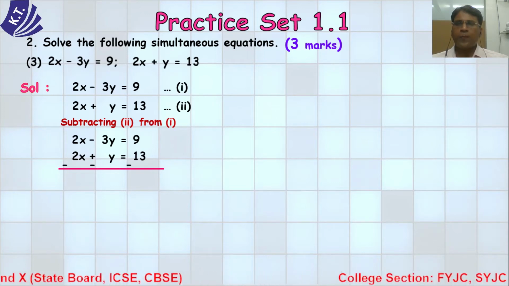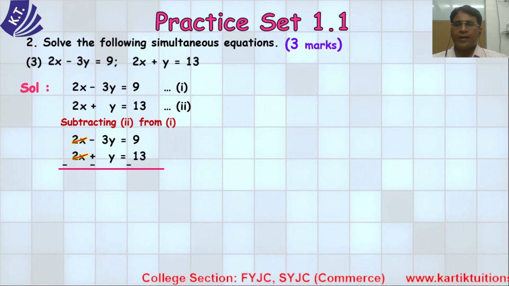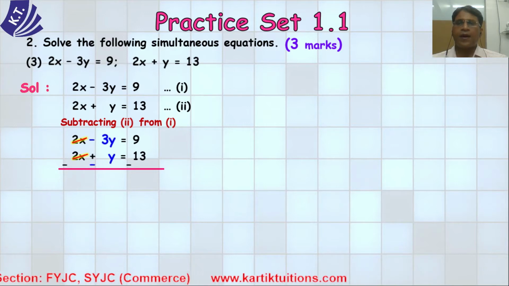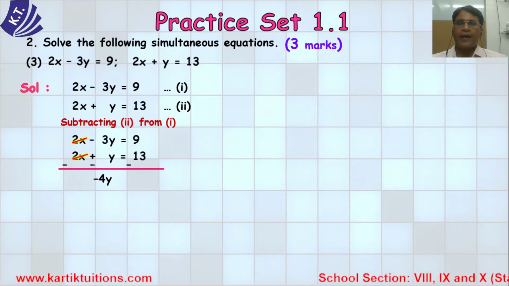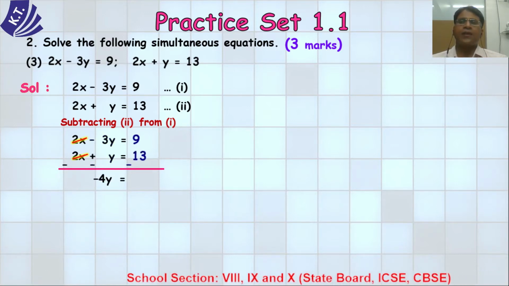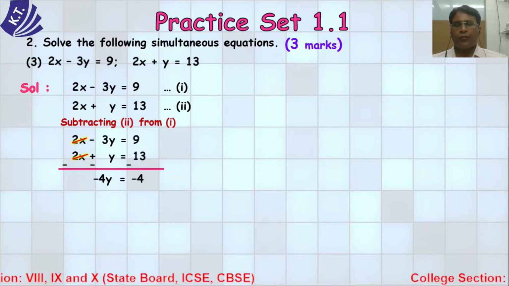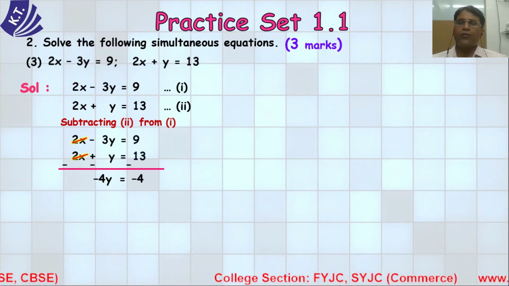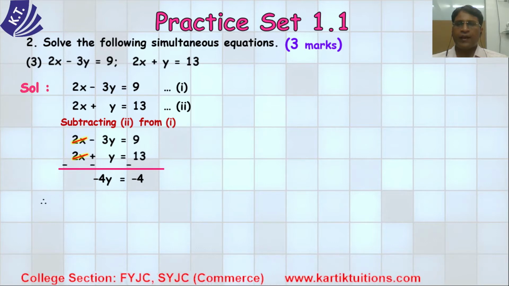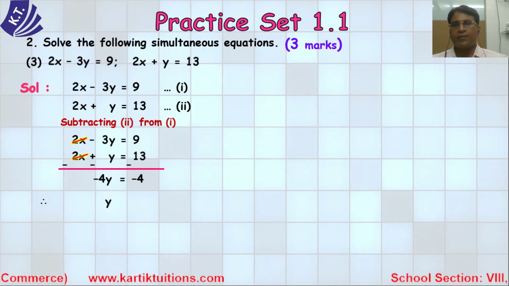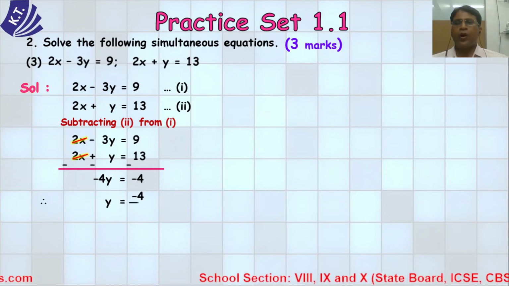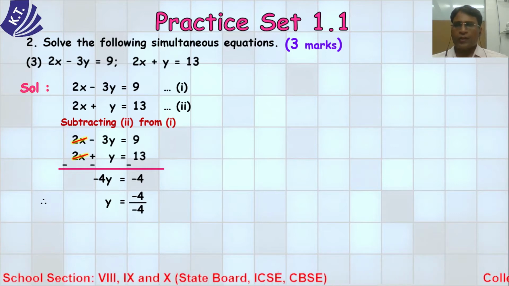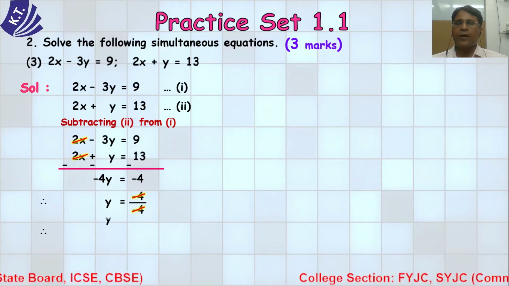Now, plus 2x minus 2x gets cancelled. Minus 3y minus y gives us minus 4y. And 9 minus 13 will give us minus 4. If you observe, on both sides of equal to sign we have minus sign, so that will get cancelled. So we get y is equals to minus 4 upon minus 4. So therefore y will become 1.